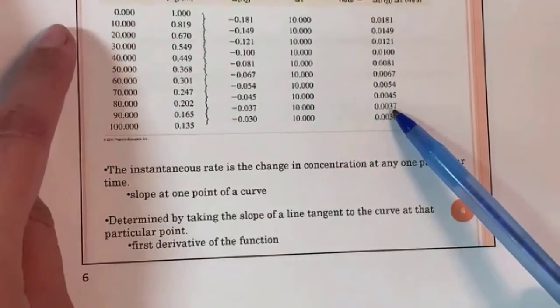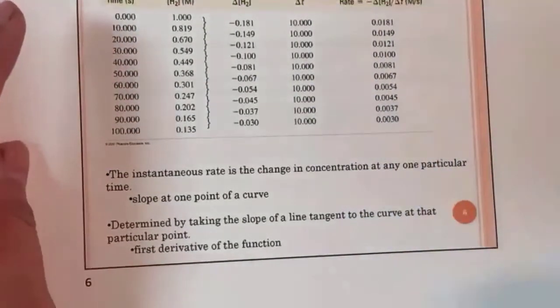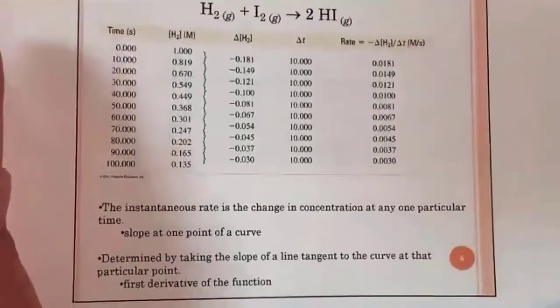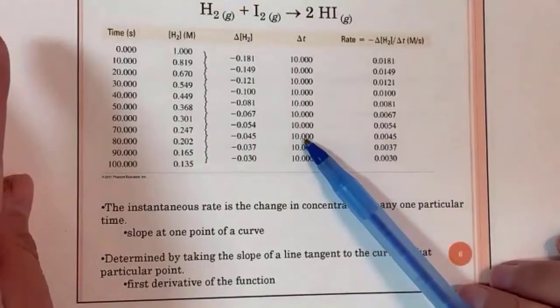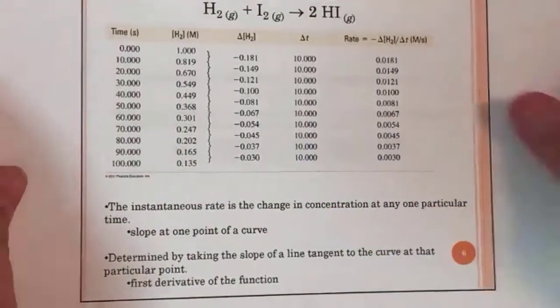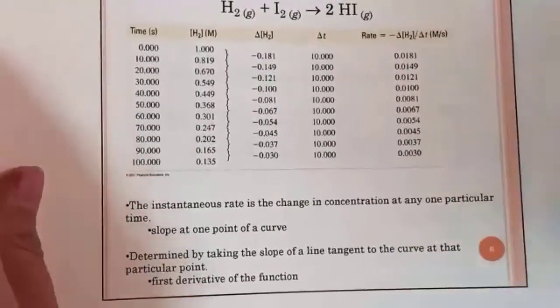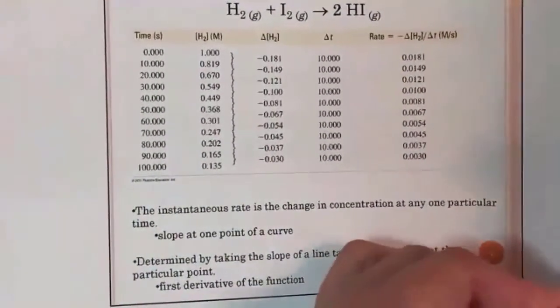Sometimes the really fancy equipment can collect in real time, like in situ. So you can actually get not just 10-second intervals, but maybe milliseconds or femtoseconds intervals. But we're not going to do that in our lab, just showing you that it's possible.